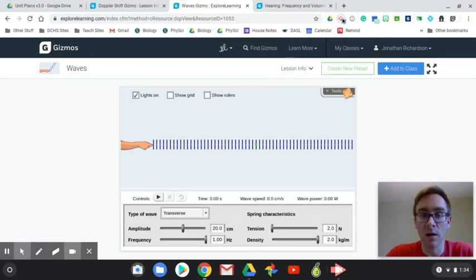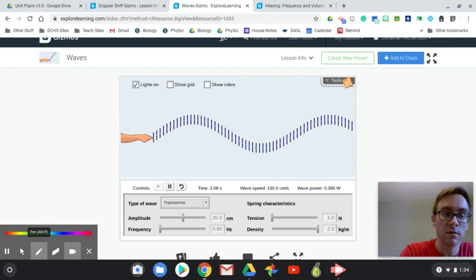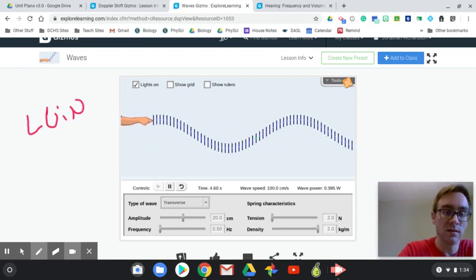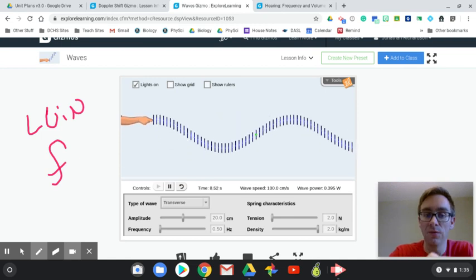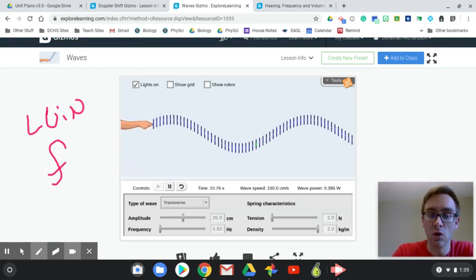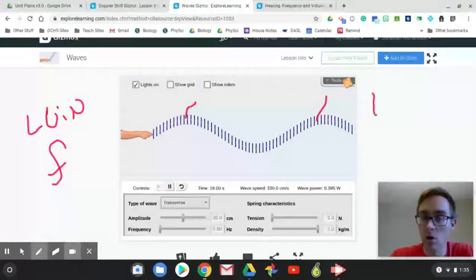Okay. I have a smaller amplitude wave here, and let's start it with a very low frequency. Notice when I have a very low frequency, look at my wave. Look how long each one of these waves are. All right, that's a long distance between those waves there. All right, so a low frequency means a long wavelength.